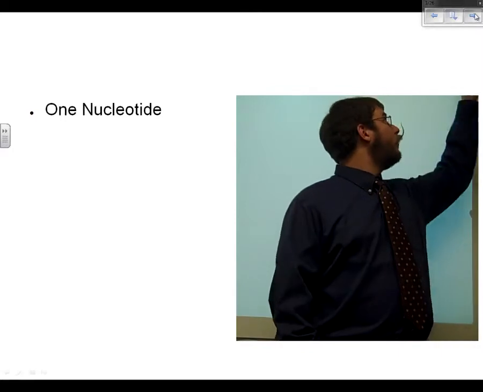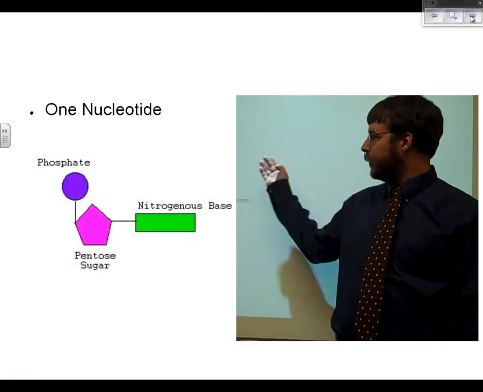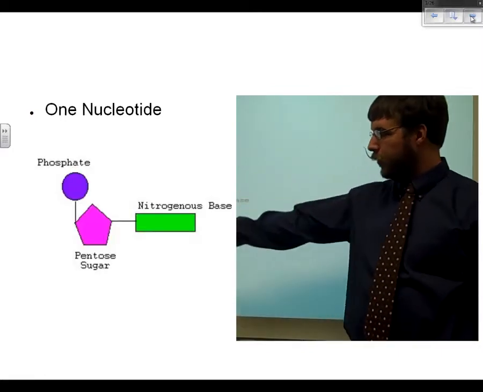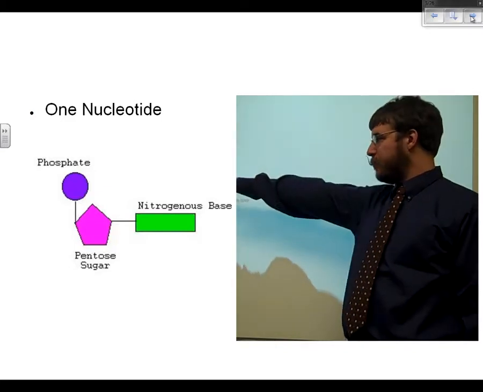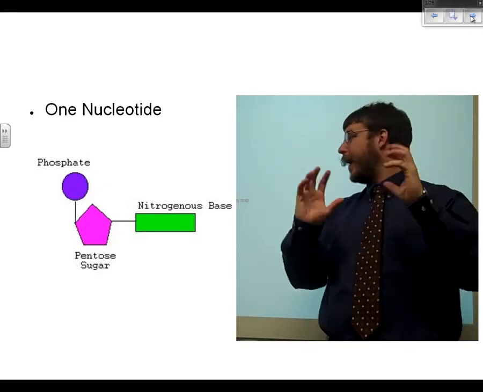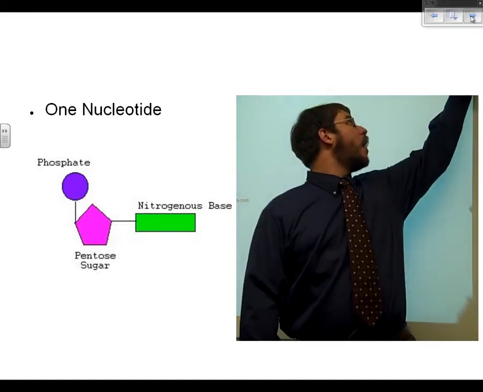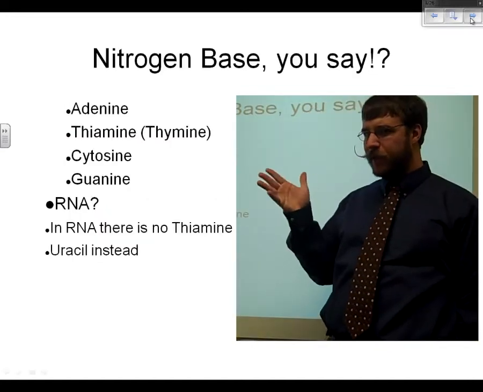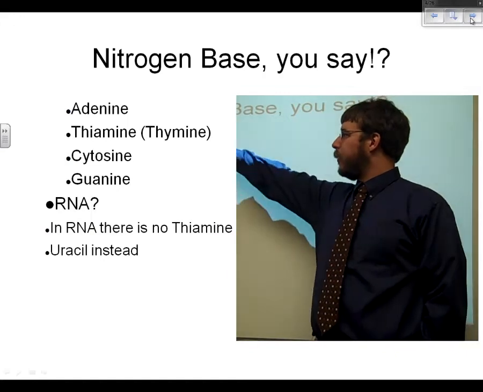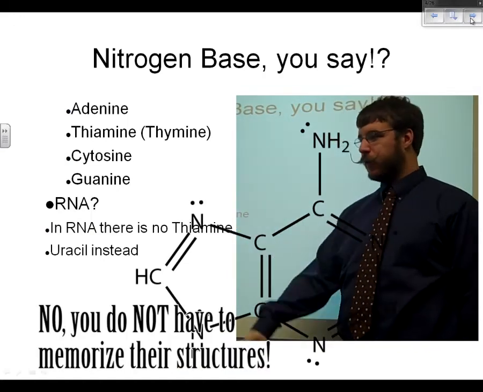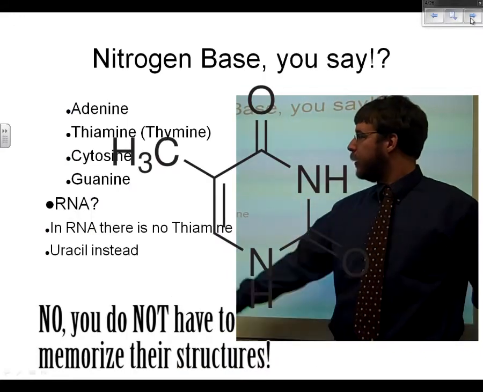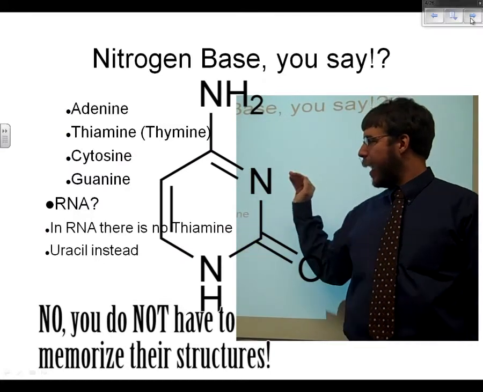Here is a picture of one nucleotide. As you can see, they arrange themselves like this. The sugar always goes in the middle. It's sort of the bonding agent that connects the nitrogen base and the phosphate group to each other. Nitrogen bases, like I said, there's four of them. There's adenine, there's also thymine, there's cytosine, and guanine.